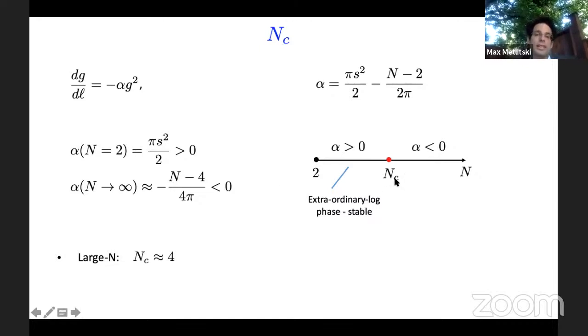What is the value of nc? I think the honest answer is that we don't know. If you just naively extrapolate from large n, then we would say nc is equal to roughly 4. But I think the honest answer is we don't know. All right. So what is the evolution of the system across this nc?